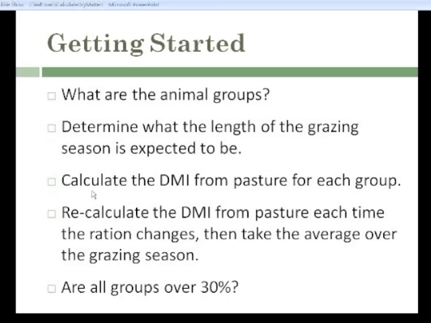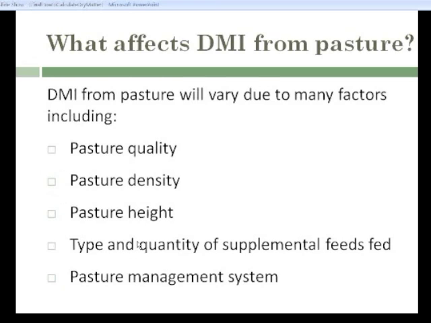So then next, we're going to calculate the amount of dry matter intake from pasture for each of these groups. And then each time the ration changes during the grazing season, we're going to recalculate the amount of dry matter intake from pasture. And then we're going to take the average over the whole grazing season. Then once you've done that, you can look at each of those animal groups and make sure that they are each averaging over 30% during the grazing season.